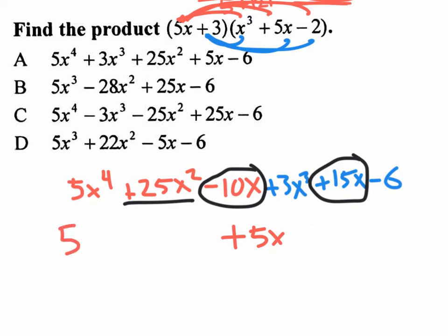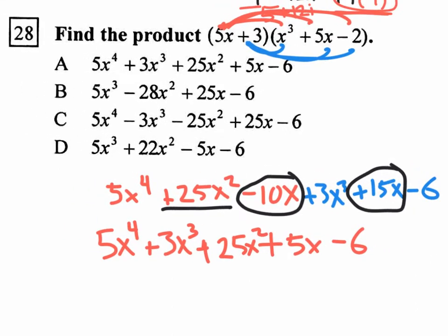The 5x to the fourth is the first term. The plus 3x to the third is the second term. Plus 25x squared. And then the minus 6 at the very end. And that is obviously option A. Option A is your final answer there.